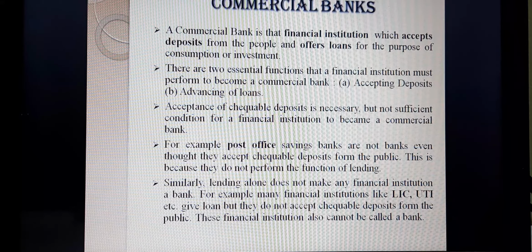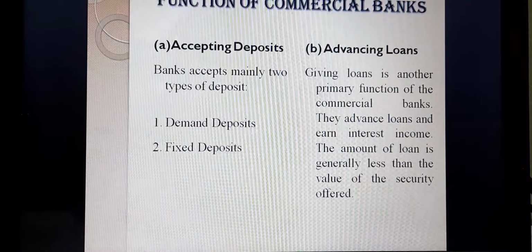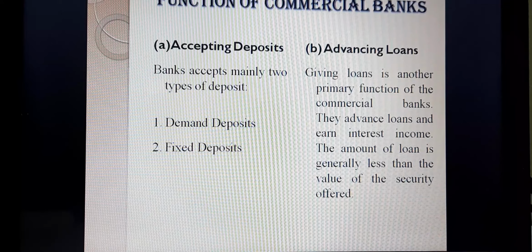Acceptance of checkable deposits is a necessary but not sufficient condition for a financial institution to become a commercial bank. Post offices are not banks even though they accept checkable deposits from the public, because they do not perform the function of lending. It means they will not lend loans to the public. Similarly, some other financial institutions, like LIC and UTI, give loans but do not accept checkable deposits like a bank. Is that clear? That's why these two are financial institutions, and banks are totally different from them. Now, there are two functions of the commercial bank, as we discussed earlier: accepting deposits and advancing loans.